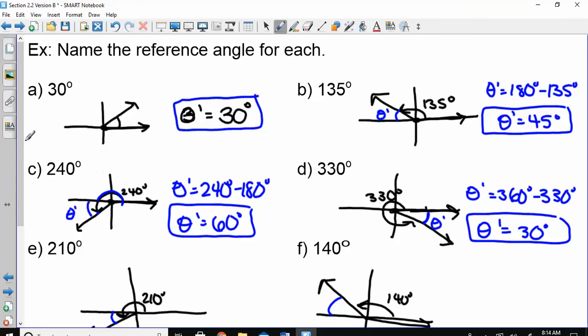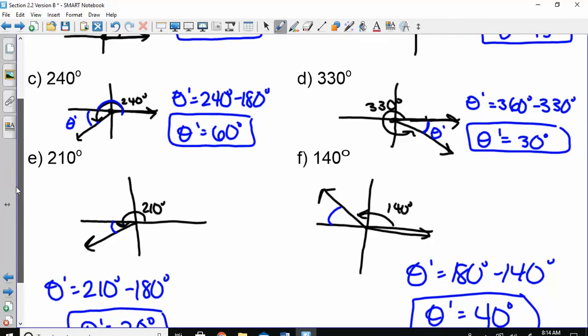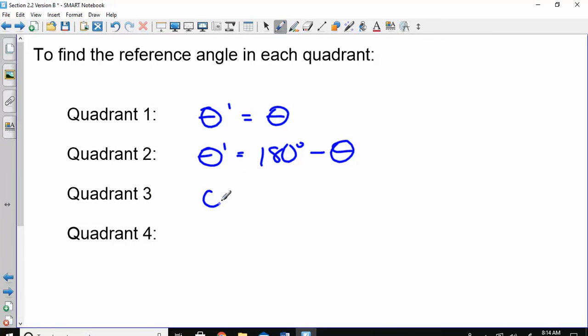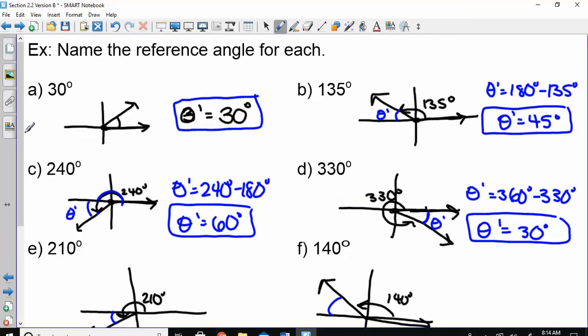In quadrant 3, I'm seeing examples C and E. What did we do there? The angle was bigger than 180 to start with, so we had to do the angle minus 180. When we were in quadrant 4, so that was example D, what did we do?